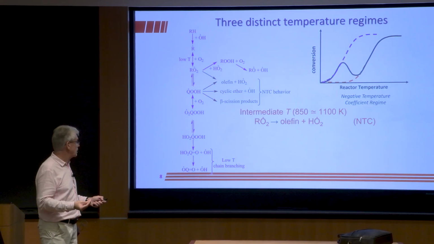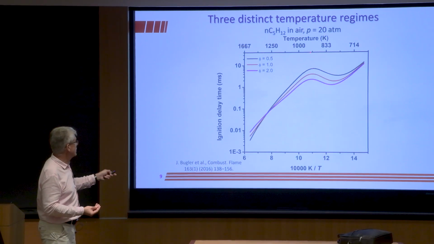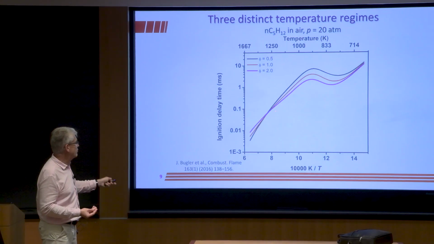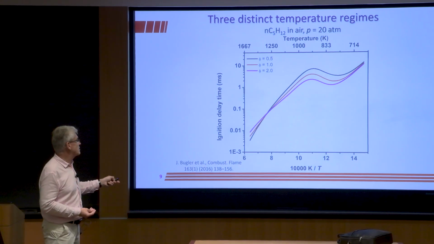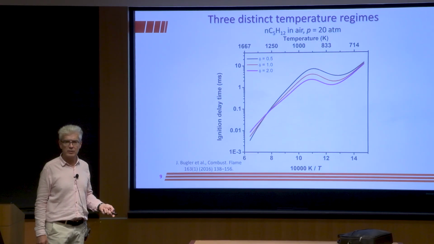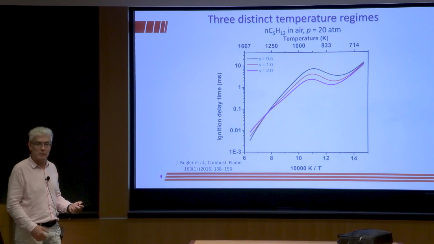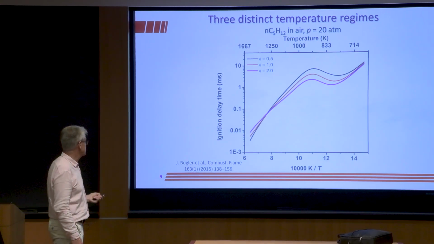So therefore, in this, we'll say 1000 to 1250 Kelvin range, because the HO2 is coming from RO2, fuel-rich mixtures are still faster than stoichiometric, which are faster than fuel lean. Okay, so that's important to have in your head.